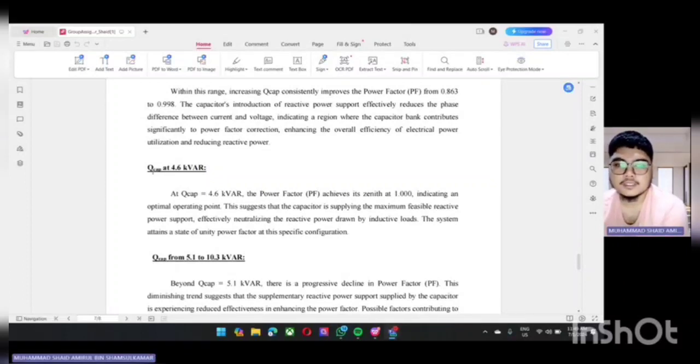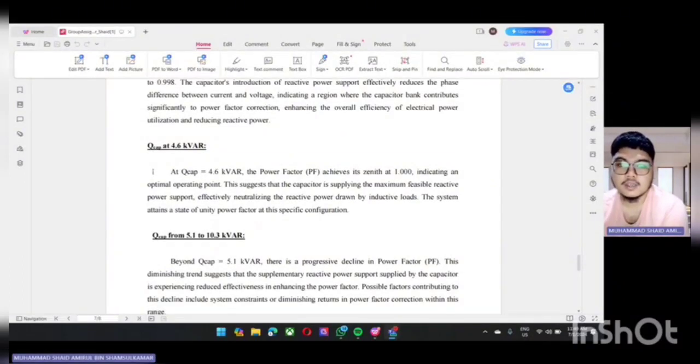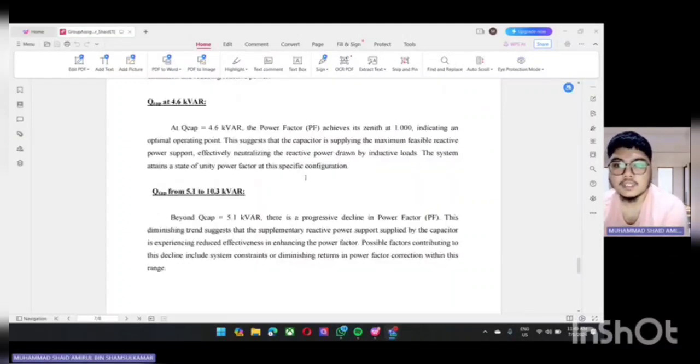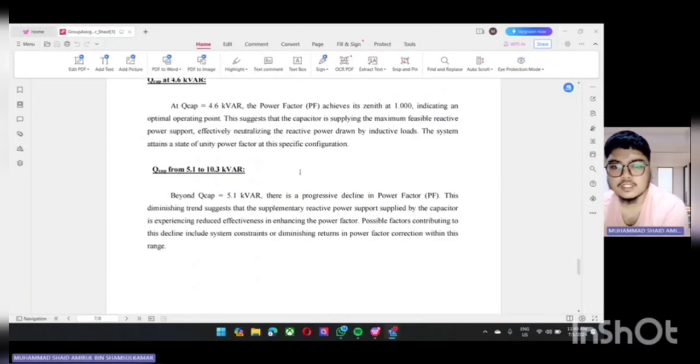Q cap at 4.6 kVAR. At the Q cap of 4.6 kVAR, the power factor achieved its zenith at 1.000, indicating an optimal operating point. This suggests that the capacitor is supplying the maximum feasible reactive power support, effectively neutralizing the reactive power drawn by inductive loads. The system attains a state of unity power factor at this specific configuration.